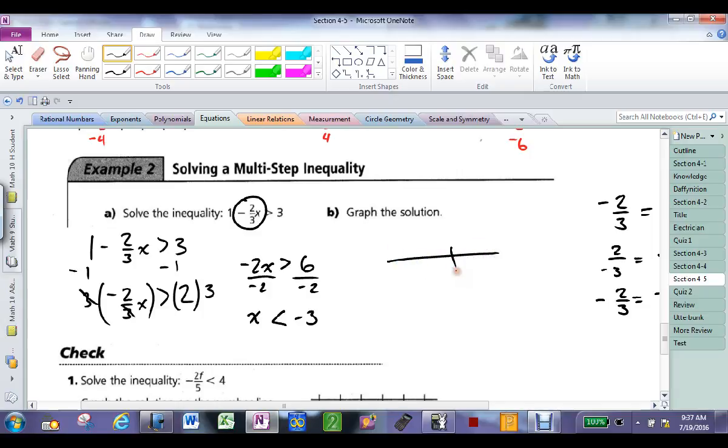And now we can graph it. What's the only number that matters? -3. Open or closed? Open. Do I follow the symbol? Yep, of course I do. Why? Because the letters come first. Got it?